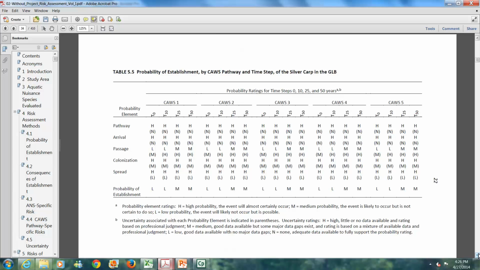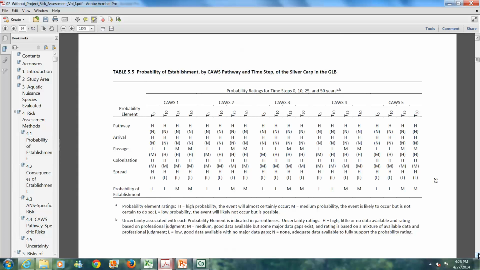T0 is the present time. T10 is 10 years from now. T25, 25 years from now, and so on. Let's just look at T0. You will notice that the probability that the silver carp is on the pathway is rated as a high. The values in parentheses beneath it are assessments of the uncertainty about that qualitative rating.